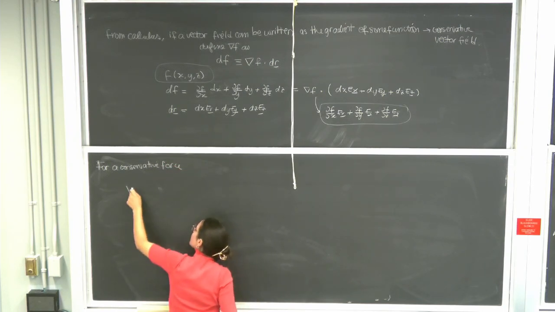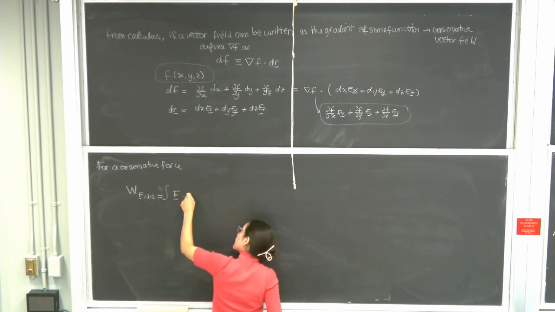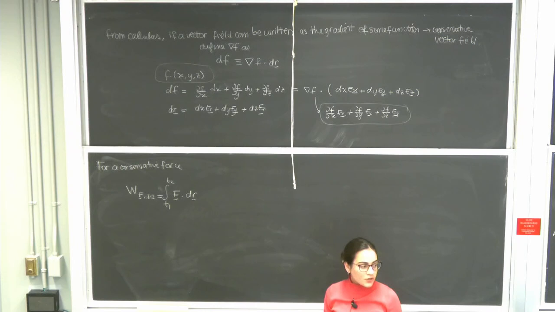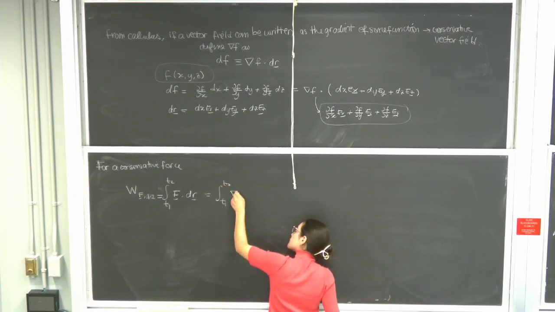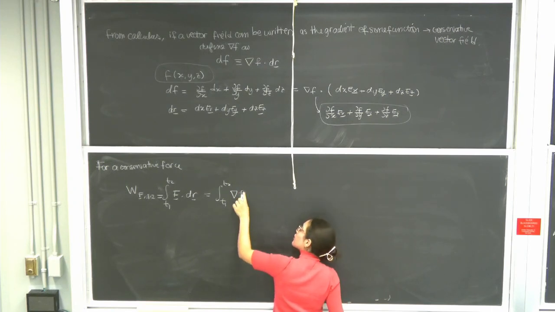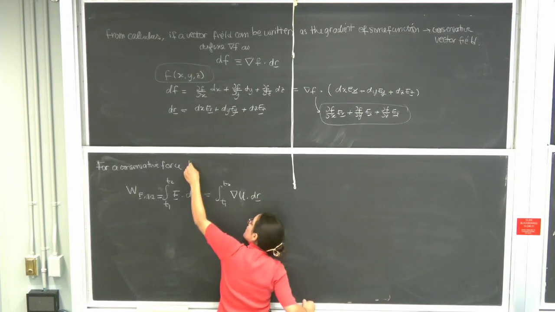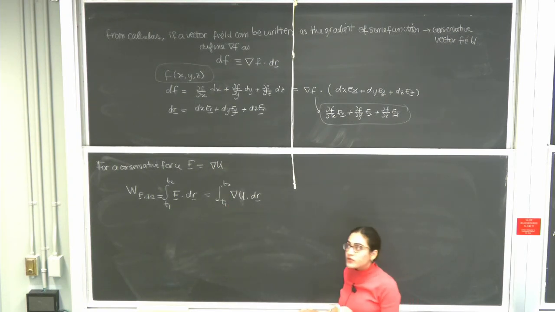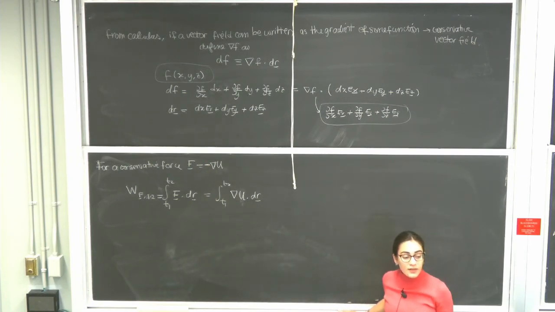For a conservative force, well, the work of a force from t1 to t2 is the integral of F dot dr. That's just for any force, the definition of the work of a force. But if the force is conservative, then I can write the force as the gradient of some function. I'm going to call that function U. Now in dynamics, we're using this convention of adding a minus sign here, but the mathematics is still the same. So for a conservative force, the force can be written as minus the gradient of some function.